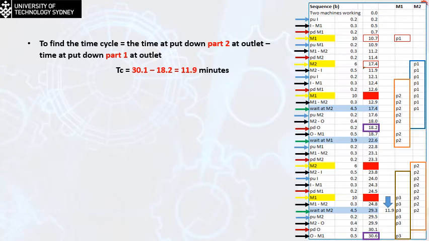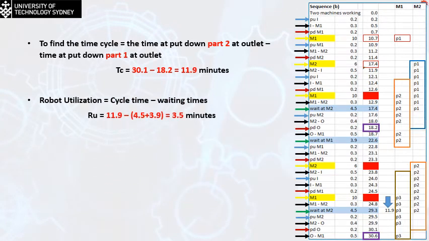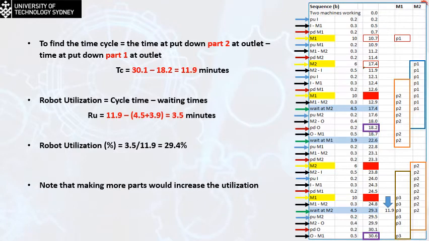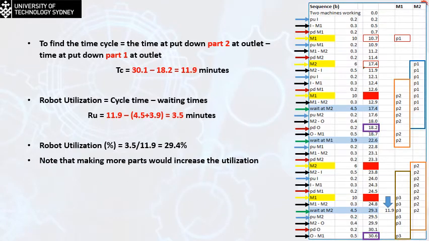Now to find the robotic time, the same cycle time minus the waiting time for each part. So this will make it 11.9 minus the 4.5 waiting time at machine number 2 plus the 3.9, which is the waiting time at machine number 1. And this will make the total time while we utilize the robotic arm for each part going to be 3.5 minutes only. Now once again, you can find the robot utilization, which is going to be 3.5 divided by 11.9. Making more parts will simply increase the utilization of the robot.